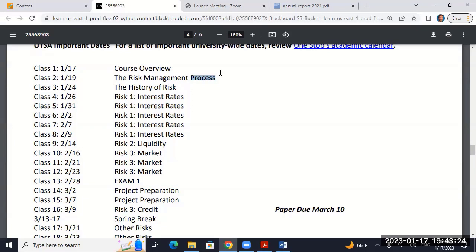How do you mitigate? That's your paper 1. On paper 1, you're going to do market risk. You're going to say, how does this bank define it? How do they measure it? And how do they mitigate?